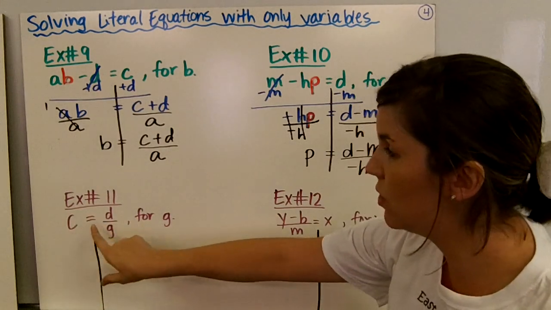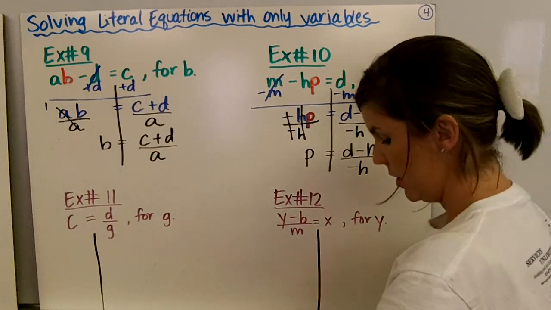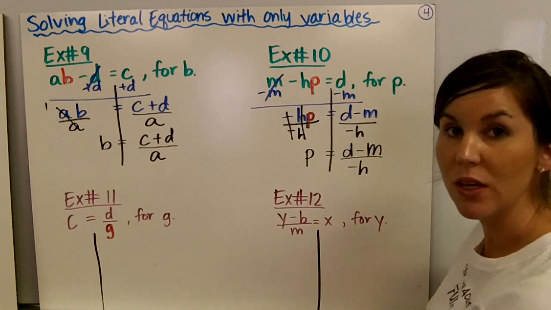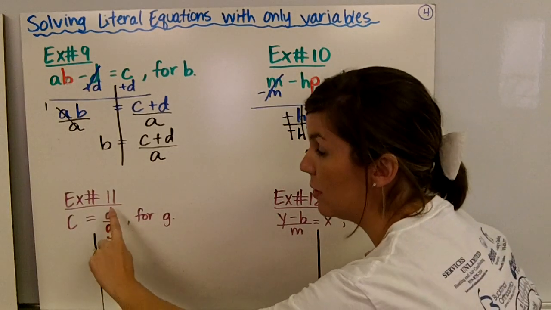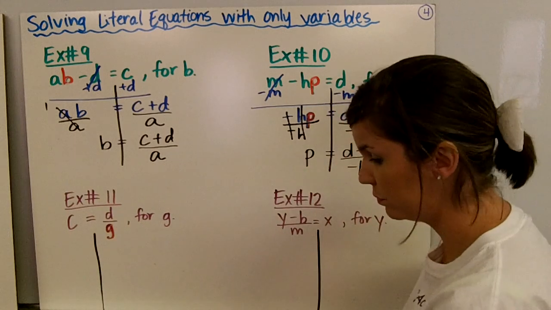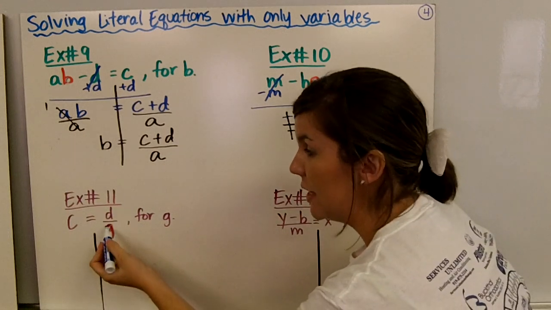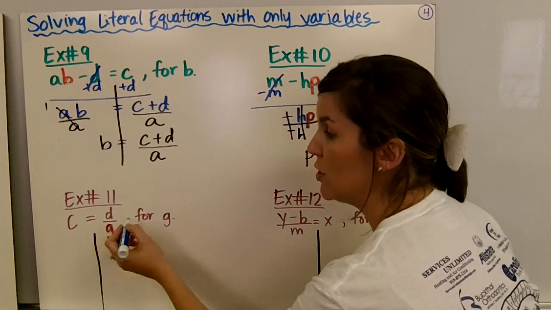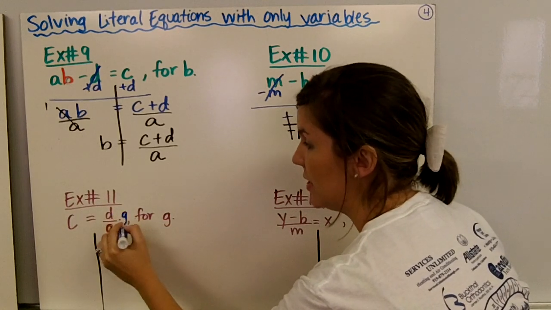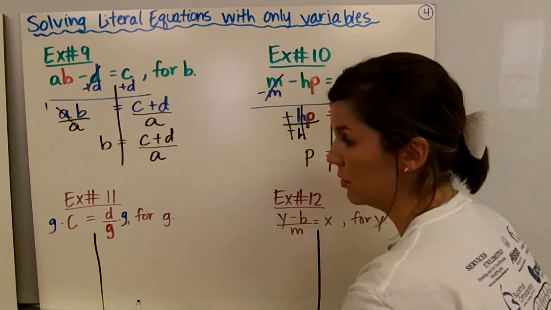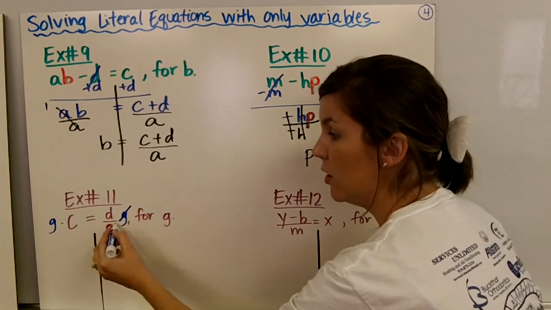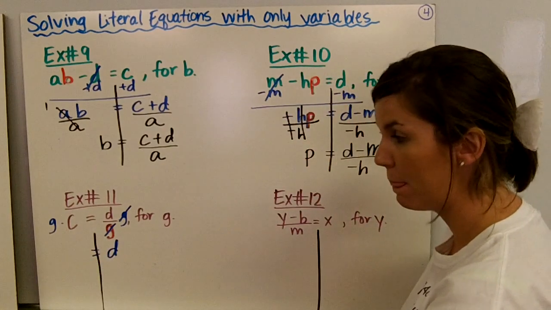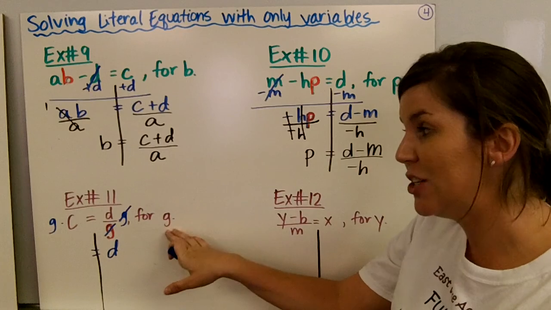Example number 11. C equals D divided by G. Solve for G. So the variable that I want is in the denominator. I have to get rid of the numerator. So what I'm going to need to do is get G out of the denominator and then get G by itself. So I'm going to multiply both sides by G. So what I've done is G over G, that's going to cancel out and be 1, and I'll have D over here. But I don't want D by itself, I want to get G by itself.